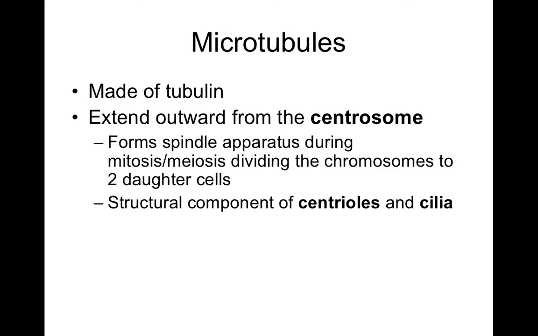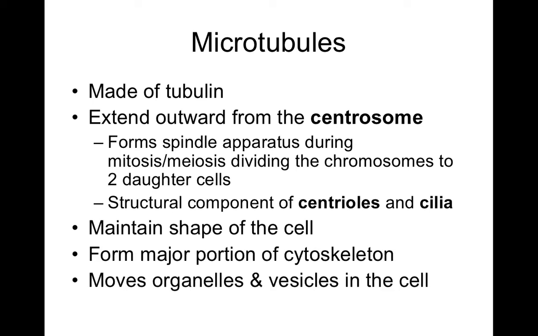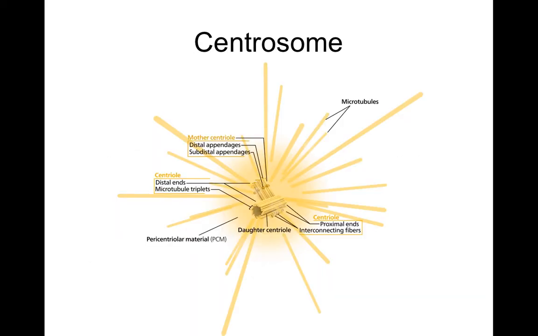And then we get to microtubules. They're made of tubulin, and microtubules play a large role in cell division. They extend outward from the centrosome. The spindle will attach to the chromosomes during cell division and will help the chromosomes move to opposite ends of the cell. They also help maintain the shape of the cell, and they form a majority of the cytoskeleton, and they can help move organelles and vesicles.